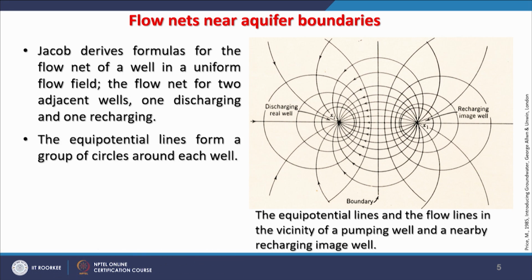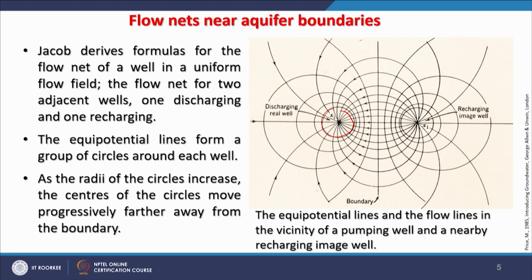So, these equipotential lines, or in simple terms contour lines representing the water level, form a group of circles around each well, as you can also see here. The distance between these equipotential lines increases when you go away from the well, whether it is a discharging well or a recharging well. Further, the radii of these circles will increase from the center, and these move progressively further away from the boundary, and this is what we see.